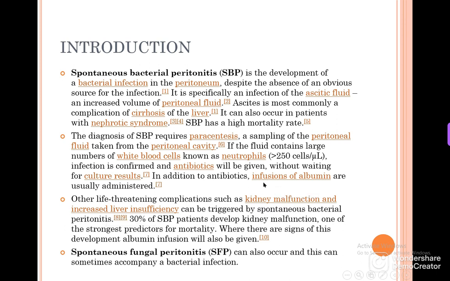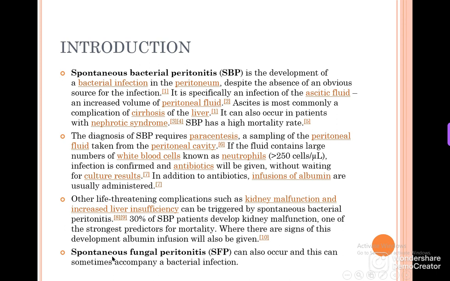It is a very important point that if you infuse albumin in these persons who are also getting the management, they respond well. Other life-threatening complications such as kidney malfunction and increased liver insufficiency can be triggered by spontaneous bacterial peritonitis, because a lot of organisms are multiplying. The end results are protein derivatives, which are absorbed and enhance the liver insufficiency by developing hepatic encephalopathy. Where there are signs of this development, albumin infusion will also be given. The albumin infusion should be given when you see the kidney is also involved, with oliguria, for example, or hyponatremia.